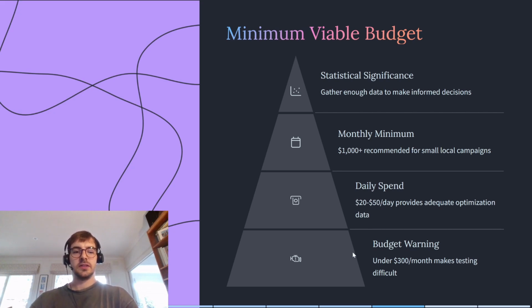So it's better to spend more at the start so you can get data and learn faster. That's why I recommend at least $1,000 for small local campaigns. You can get away with less, like at least 300 to 500 would be the absolute minimum. But ideally, you should be aiming to spend enough money for one conversion a day. That'll keep giving you feedback and make sure you're getting money back from your ads as soon as possible.